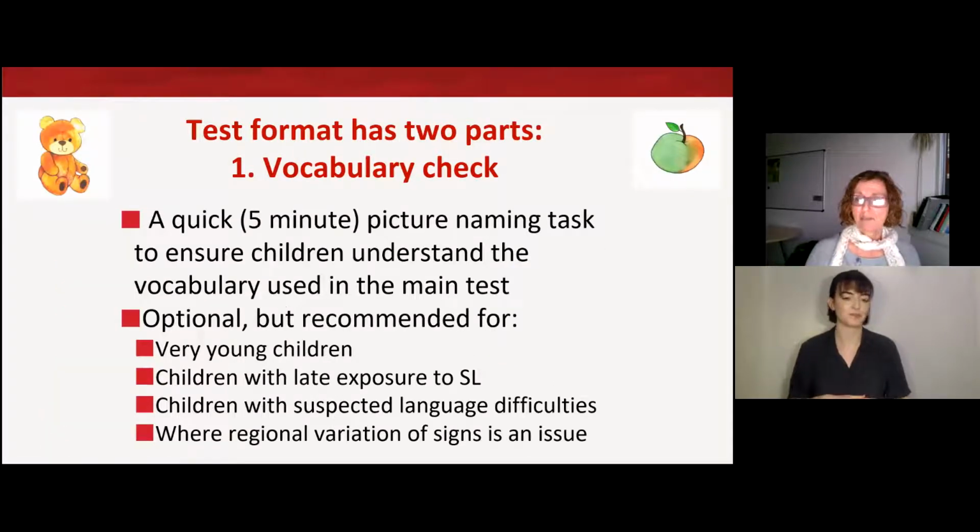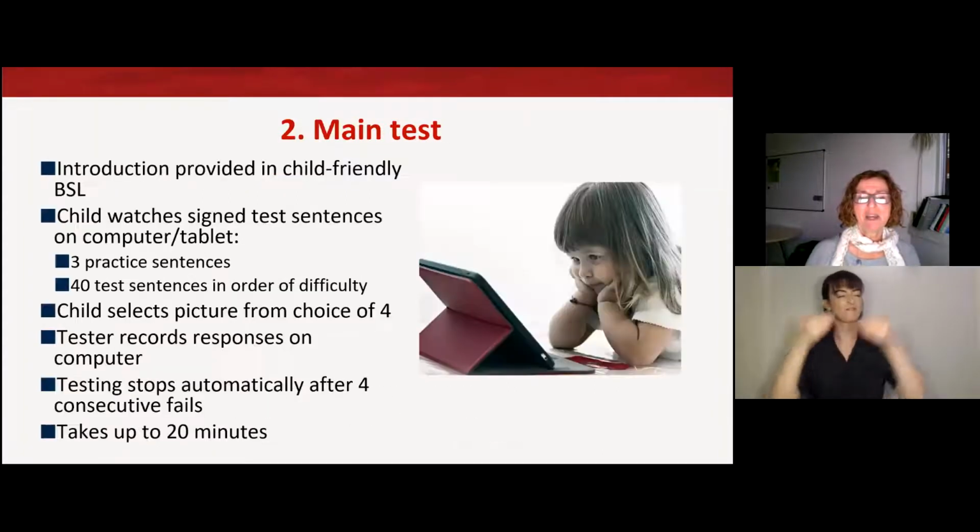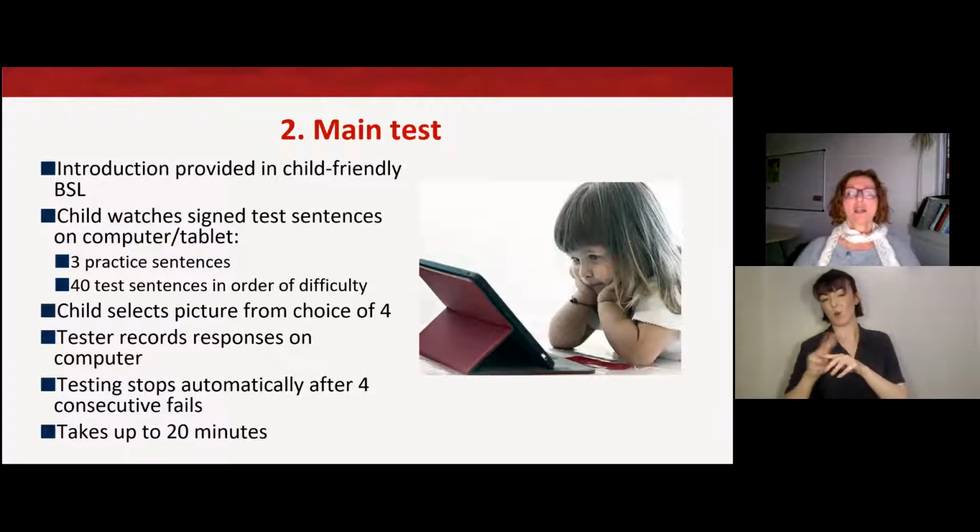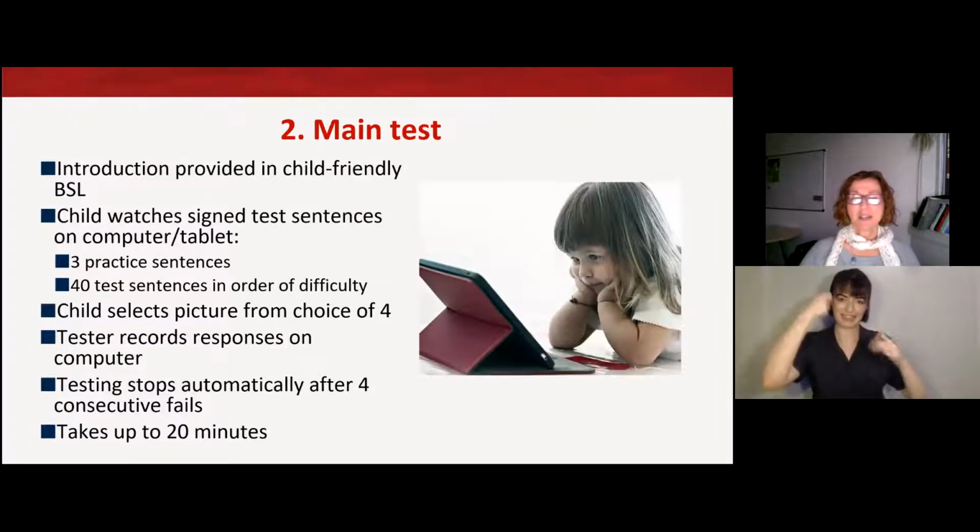It has two aspects to it. There's a vocabulary check just to make sure that children know the vocabulary used in the test, because it's not a test of vocabulary, it's a test of grammar. And then there is the main test, where children look at sentences. In fact, it's Kate Rowley presenting these sentences in the BSL version, and they choose the picture that corresponds to the meaning of the sentence that they've seen.